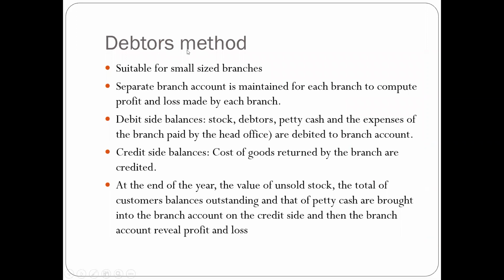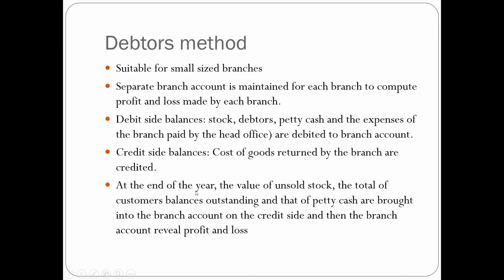So let us see the debtors method, suitable for small size branches. A separate branch account is maintained for each branch to compute the profit and loss made by each branch. On the debit side: balances of stock, debtors, petty cash, and expenses of the branch paid by the head office, as we noticed in the previous problem, are debited to the branch account. On the credit side: cost of goods returned by the branch is credited.